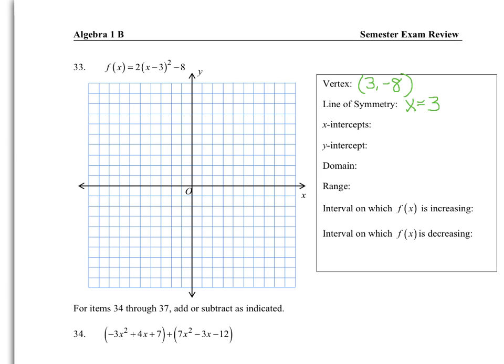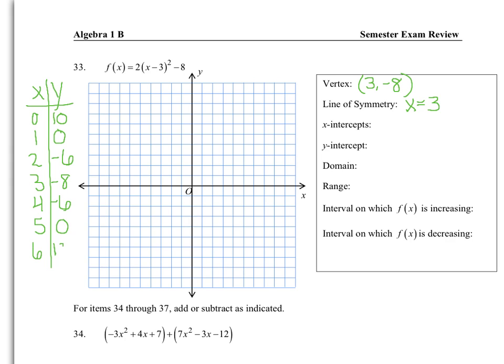But we need to graph it. So again, I recommend that you just use your table of values on your calculator, type this function in, and what you'll get is (0, 10), (1, 0), (2, -6), (3, -8), (4, -6), (5, 0), and (6, 10). So if we plot those points, (0, 10) is going to be up here, (1, 0) goes here, (2, -6) is here, (3, -8), and then it's symmetrical again.